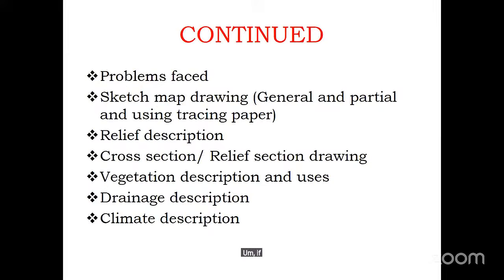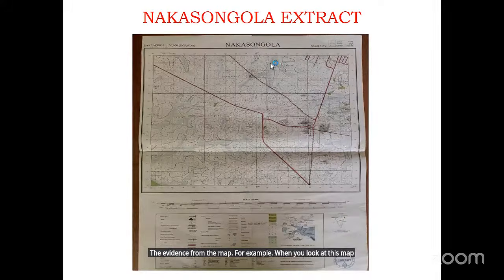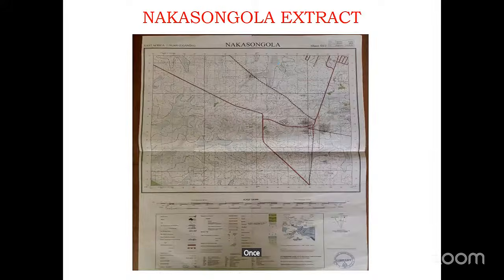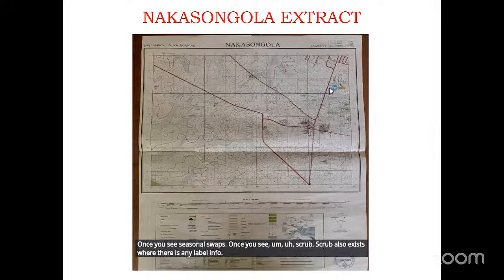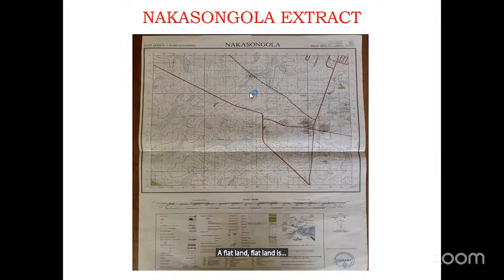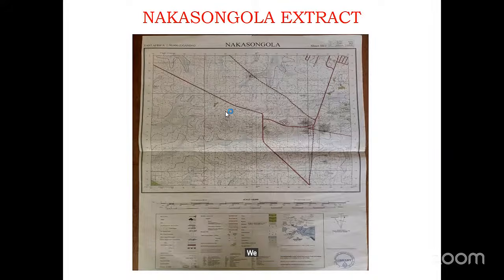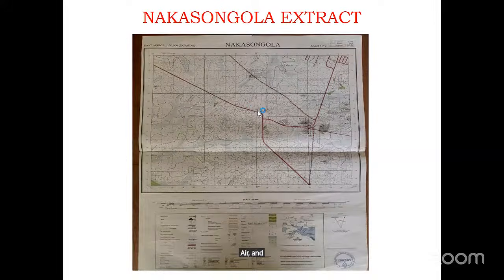If they say describe the climate of the area, you look at the evidence from the map. For example, when you look at this map, seasonal swamps show that the area has unreliable rainfall. Once you see scrub, it also exists where there is unreliable rainfall. Flat land shows that the area receives very little rain because it is not hilly. We know very well that relief in the form of highlands helps to prevent the movement of the air and causes relief rainfall in the area.